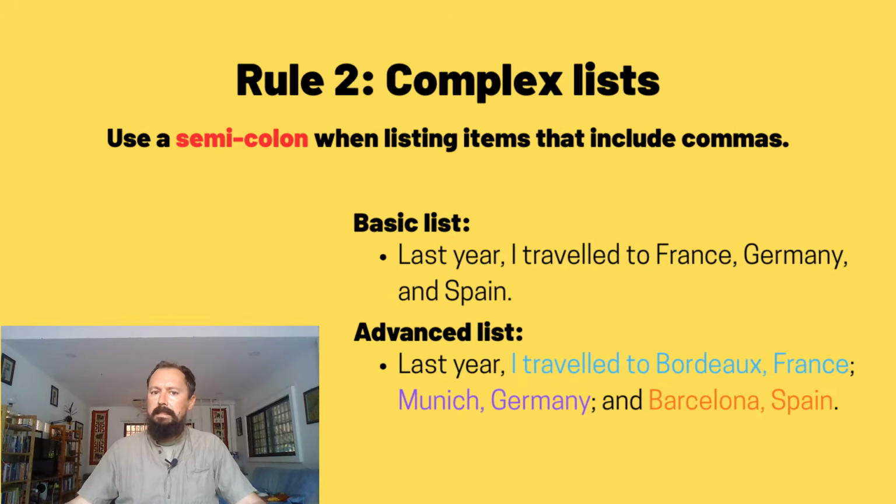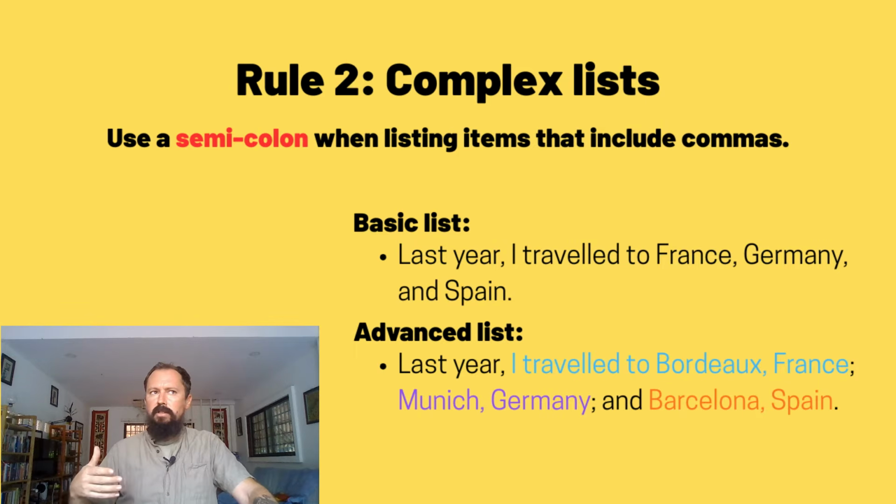Next, we have complex lists. So a basic list is just item 1 plus comma, item 2 plus comma, and or item 3. In an advanced list, however, we might have a comma within an item in this list, and in that case we use semicolons in order to divide them to make it clearer. By the way, before we look at some examples here, I have another video that you can check out, and this video talks in detail about how to write lists, and it tells you everything you could want to know, including advanced listing techniques. So here we say, I traveled to France, Germany, and Spain.